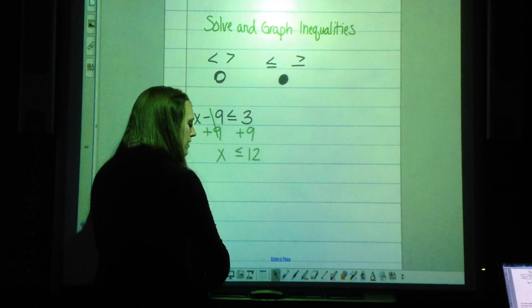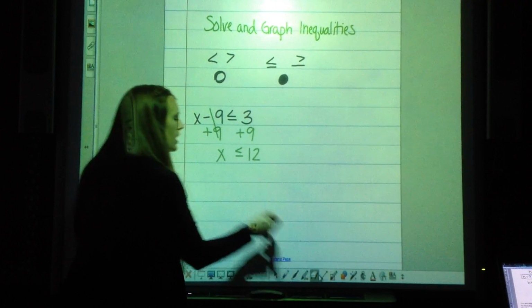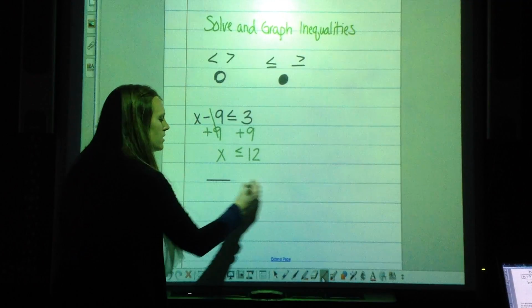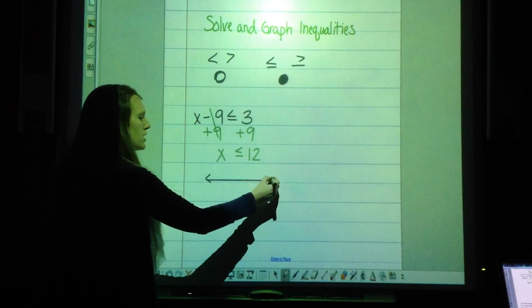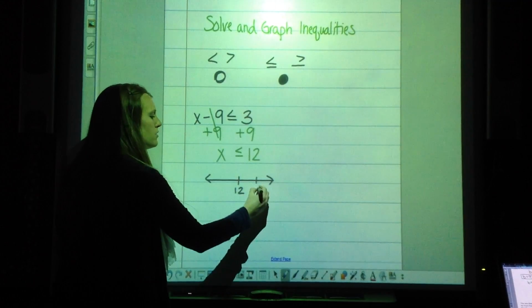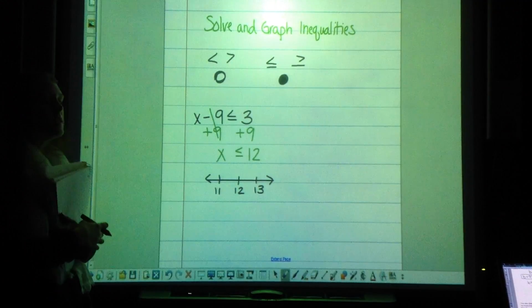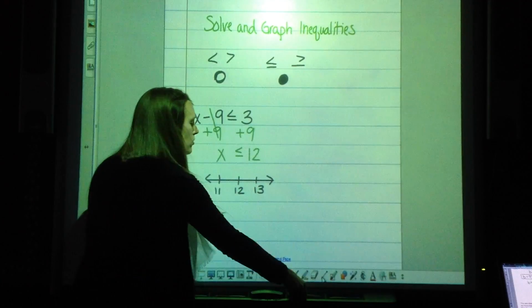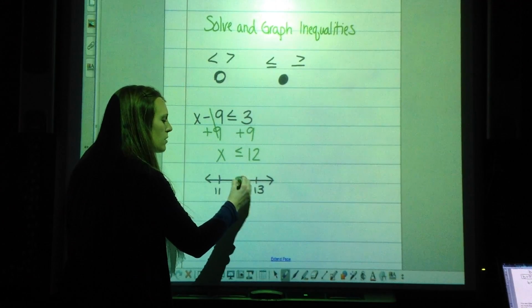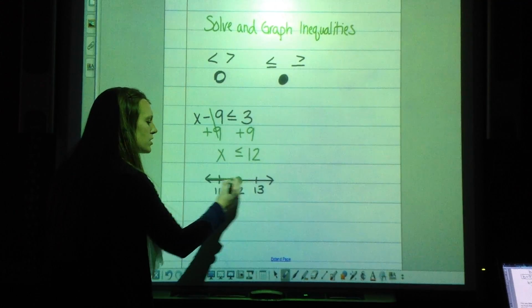Now I'm going to graph this inequality. And to graph it, I'm going to use a number line. And I'm going to use three numbers. The original number, one bigger, and one smaller. Because this has an equal to, my graph has a closed dot at 12. Less than means we're going to shade to the left.